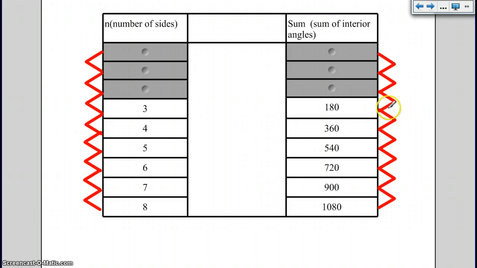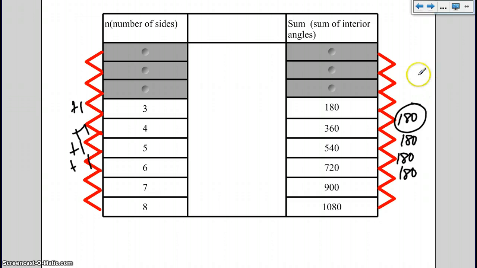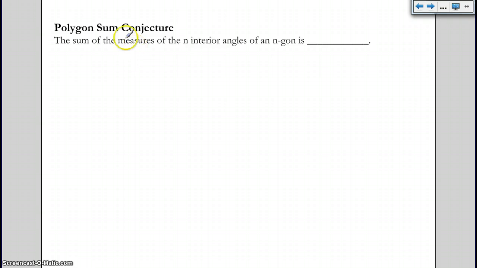What's the difference here? I go 180, that's plus 180, and 180, and 180, and 180. This is just plus 1, plus 1, plus 1, plus 1, right? What do you think 180 means? What do you think that even talks about? 180 degrees. Well, wasn't there a polygon where all the angles added up to 180 degrees? Yep, a triangle. So the sum of measures of interior angles of an n-gon is the number of triangles I get times 180.